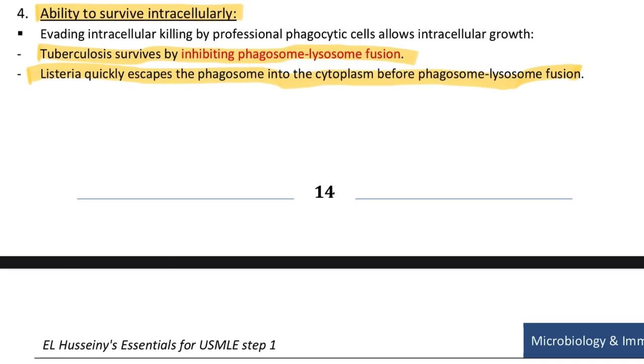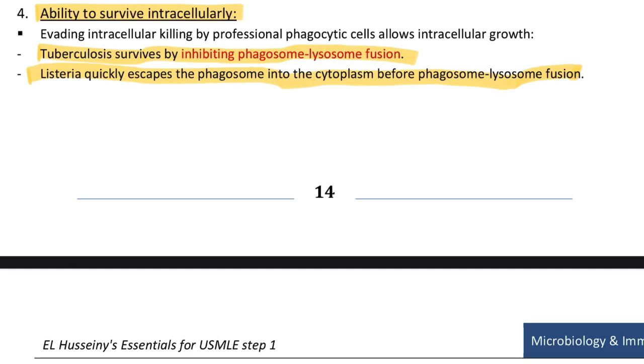For diagnosis, we do an AFB stain for TB, and cerebrospinal fluid or blood culture for Listeria in meningitis. For management, for TB we give long-term multi-drug therapy, the RIPE regimen, and for Listeria intravenous ampicillin with or without gentamicin, especially in neonates and immunocompromised patients.